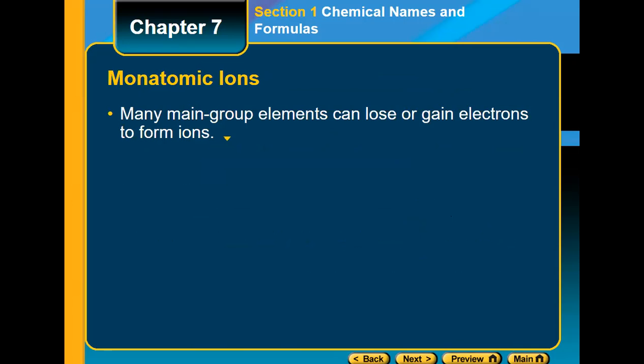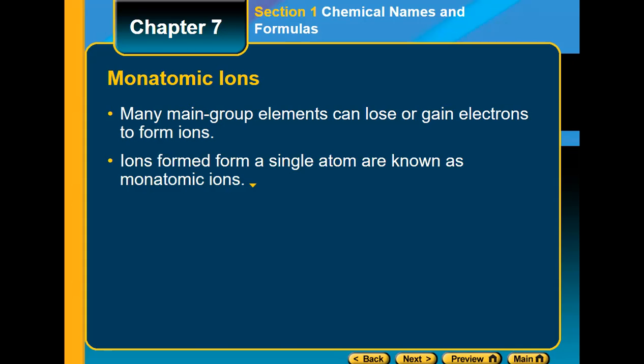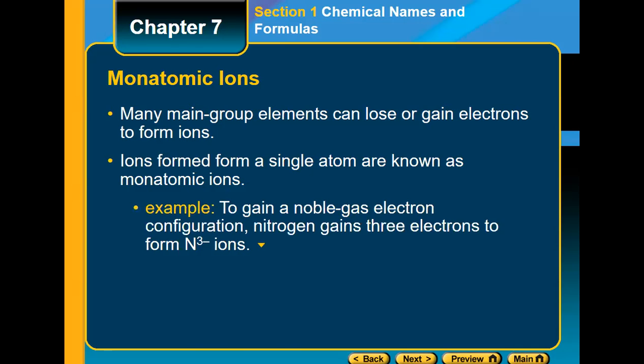We know that some elements in different groups of the periodic table tend to lose or gain electrons to fill their outer energy level and look like a noble gas. Once the atom loses an electron, it becomes a cation. Once it gains an electron, it becomes an anion. For example, nitrogen gains 3 electrons to completely fill its outermost energy level.